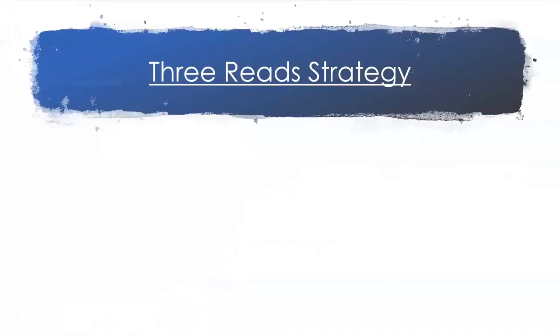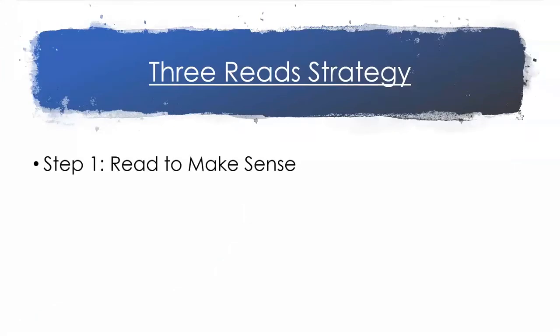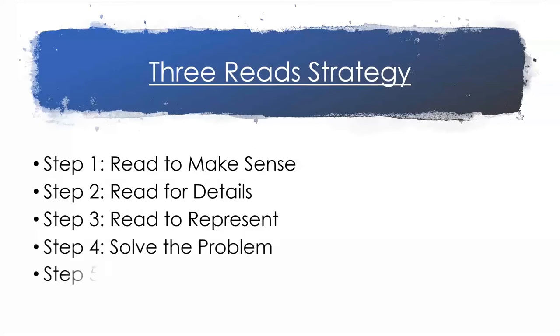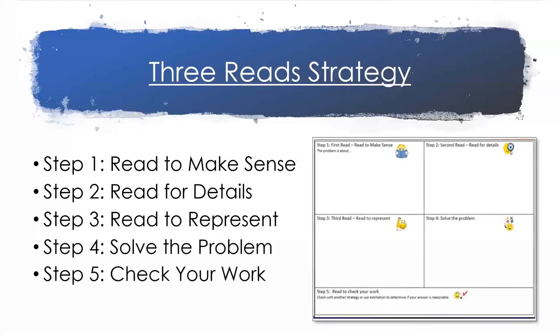The three read strategy involves five steps to help you make sense of and solve problems. Step one is to read to make sense. Step two is read for details. Step three is read to represent. Step four is to solve the problem. Step five is check your work. This organizer can be used to help you organize your thinking as you work through these five steps to solve story problems.